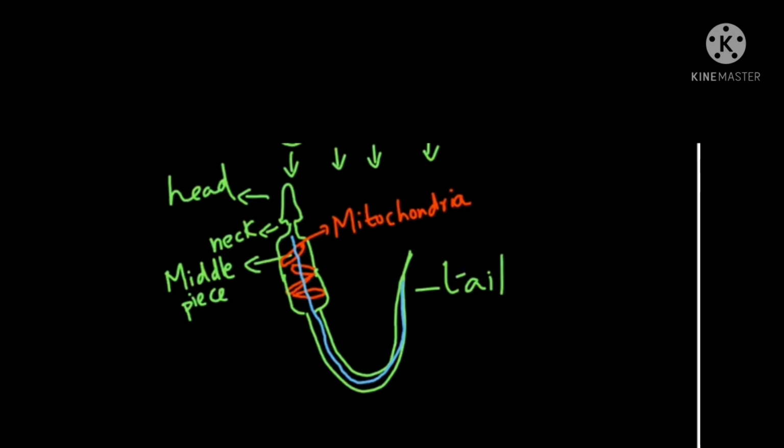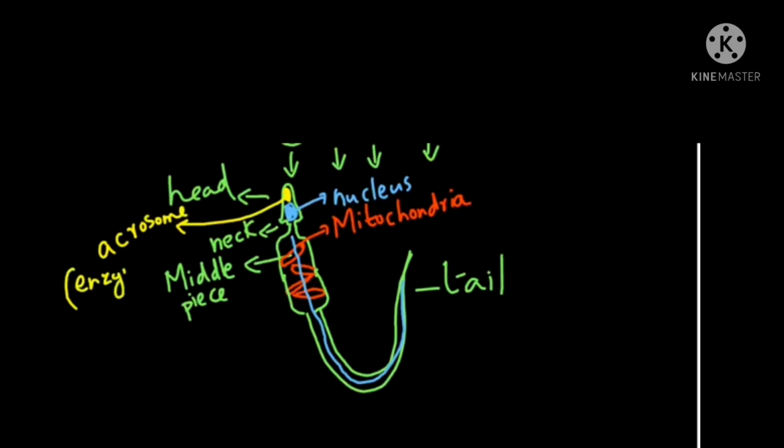Now where is the nucleus? Every cell has got a nucleus, so sperm also should have a nucleus. Sperm's nucleus is present inside the head. So this is where the nucleus is present. Nucleus is present in the head, but not the complete part of the head is nucleus. In the front of the nucleus, there is one structure. This structure is called acrosome. Now acrosome has got some enzymes.